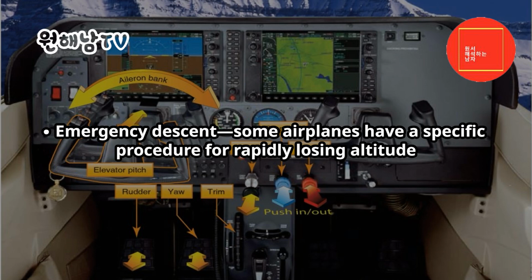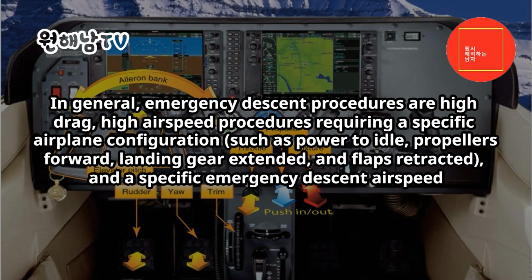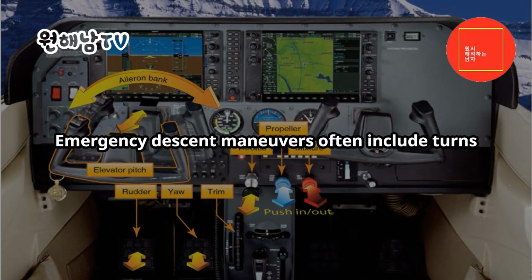Emergency descent. Some airplanes have a specific procedure for rapidly losing altitude. The AFM/POH specifies the procedure. In general, emergency descent procedures are high-drag, high-airspeed procedures requiring a specific airplane configuration, such as power to idle, propellers forward, landing gear extended, and flaps retracted, and a specific emergency descent airspeed. Emergency descent maneuvers often include turns.